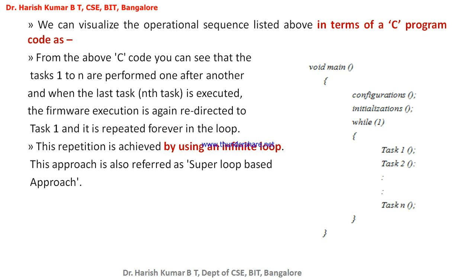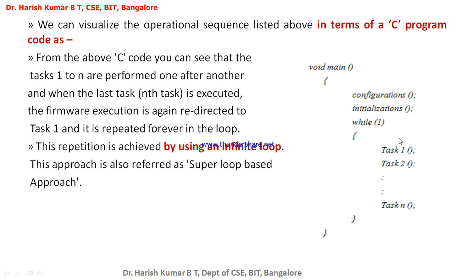and we can visualize the operational sequence listed above in terms of a C program. C is a sequential programming language, a procedure oriented programming language, and that is the language which best suits writing programs using the Superloop based approach. So here is an example. We have a void main. First we do the configurations, and when I say configuration, it involves preparing the minimum hardware that is required in order to run this program, and then initialization, where we do the software initialization, that is initializing the variables that are declared.